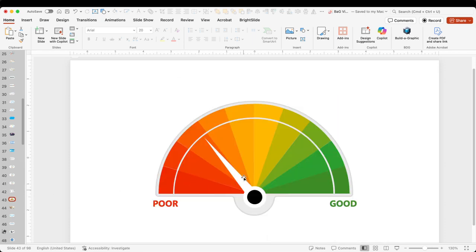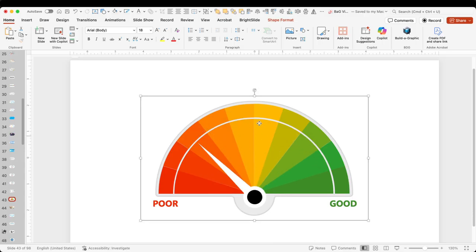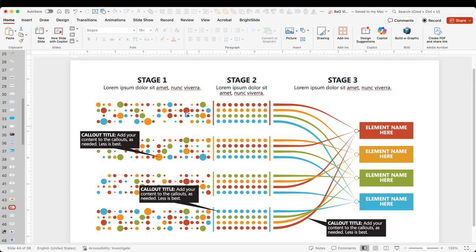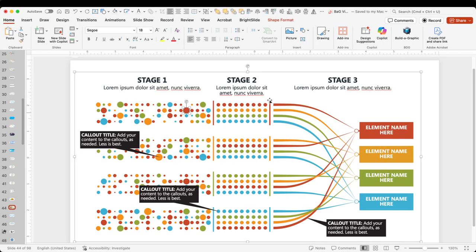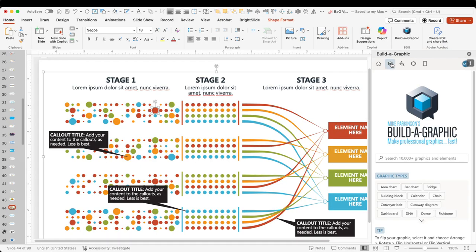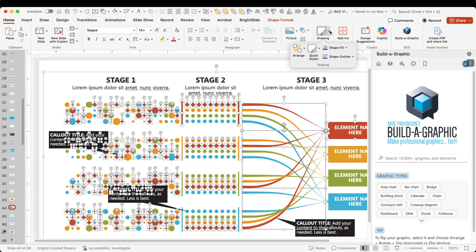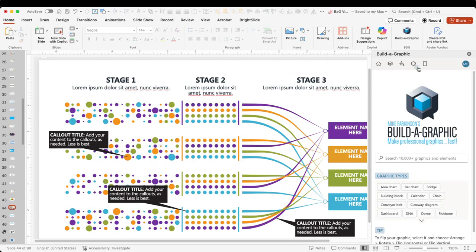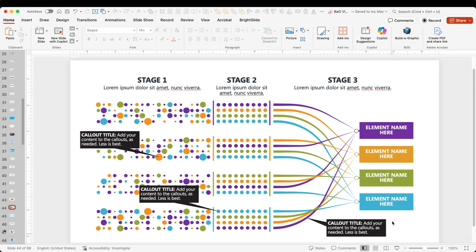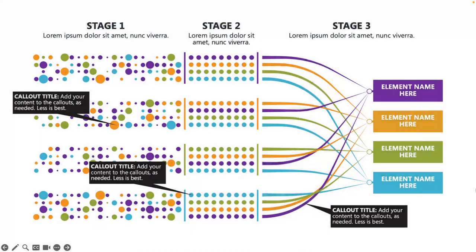Now all the graphics are meant to be easily editable, so if I want to change the needle position, or I want the red on the right side and the green on the left, I can flip it and modify it. Or let's say I want to change all of the instances of red. I'm going to open up Build-A-Graphic and choose select same fill color, outline color, text color. I'm going to choose fill color, and then I can change the fill to anything that meets my brand standard. It's that easy to do.